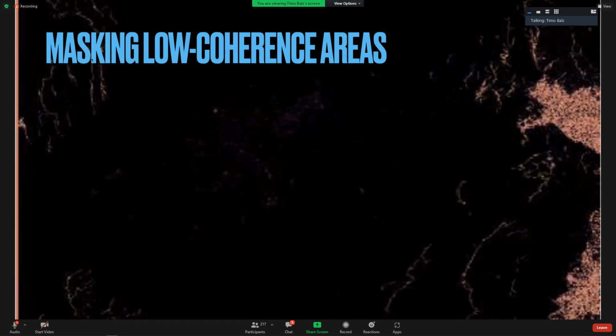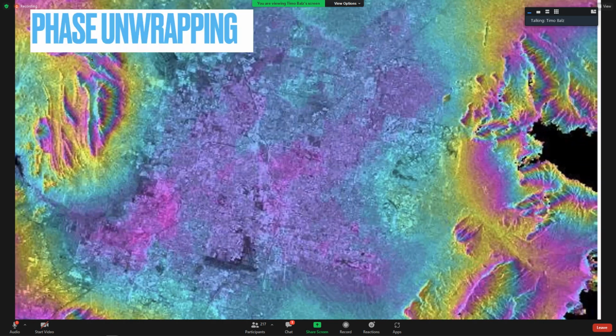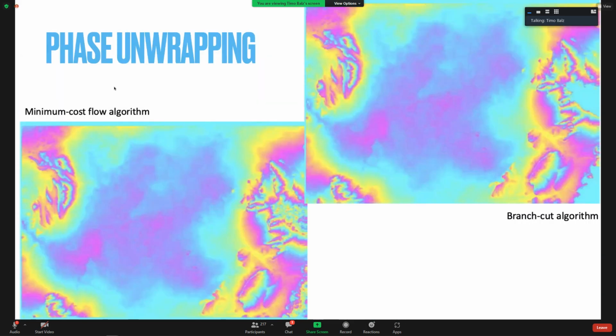So after masking the low coherence area, you can start the phase unwrapping process. Depending on the software that you're using, you may have to choose between different algorithms and approaches. And you see, I have here an example with two. They are similar but not identical, right? So we're going to have especially larger differences between the two. This color we don't really see so nicely.